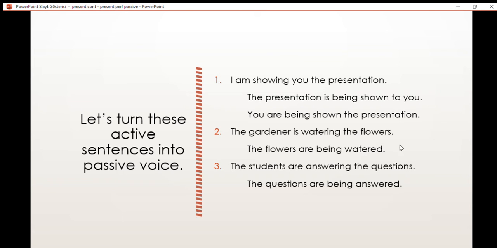The flowers are being watered by the gardener. That's a normal thing, because most of the time, if someone is watering the flowers, it's the gardener. Of course, anyone can answer questions, but mostly when we say this, it's the students. And if I am showing you the presentation, I know that you're being shown the presentation, or I know that the presentation is being shown to you. I don't have to say by me.